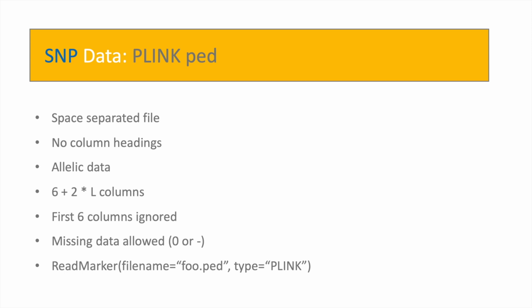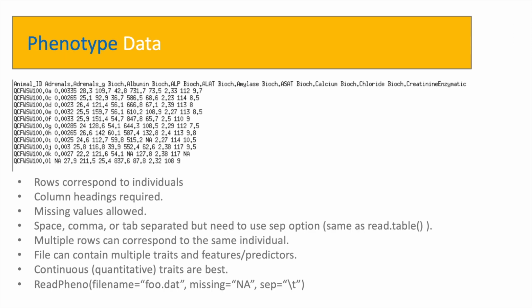The second mandatory file that you need to have for Eagle contains the phenotypic data. In this file, the rows correspond to individuals, and the columns correspond to whatever trait information that you have. We do need column headings in this case, and you are allowed to have missing values. You'll need to tell Eagle what the missing values are. The file is allowed to have space, comma, or tab separators. And if you're sitting in the plant space, this is going to make sense to you. If you're working with humans or animals, then you don't need to worry about this.